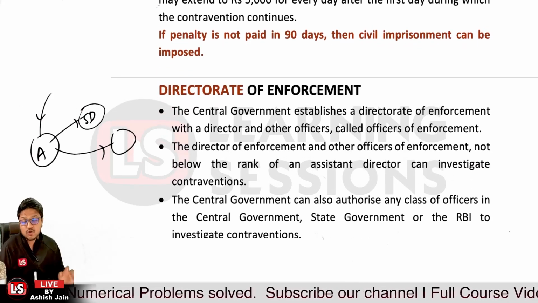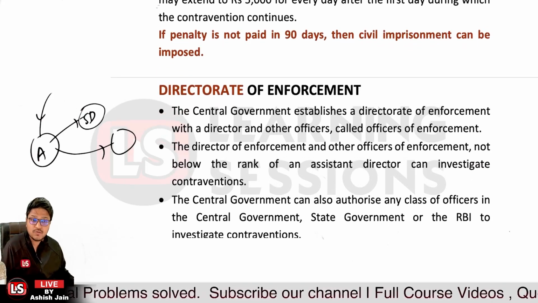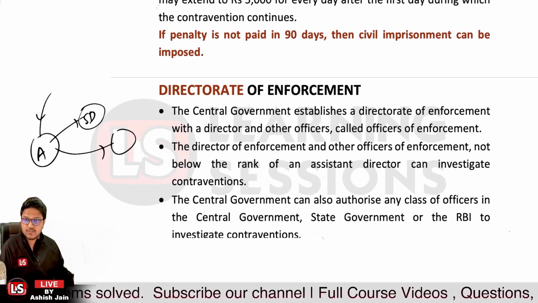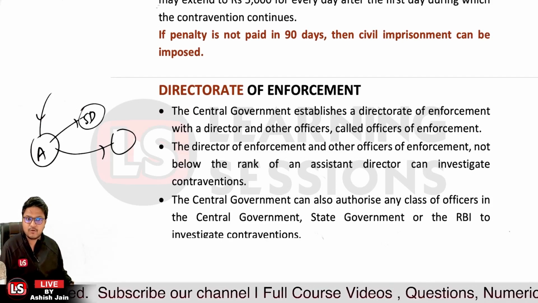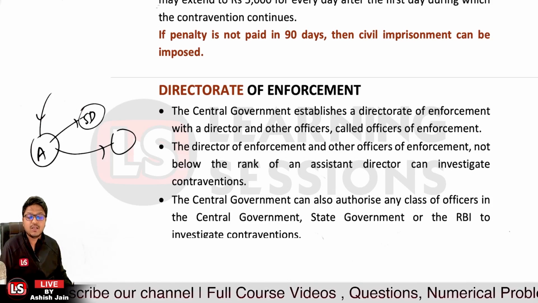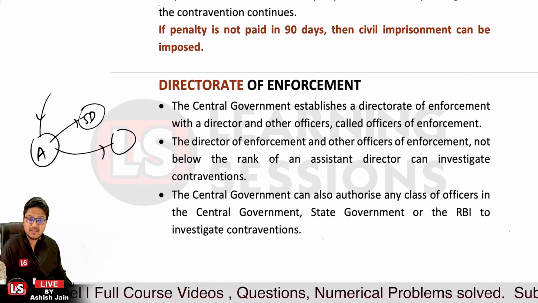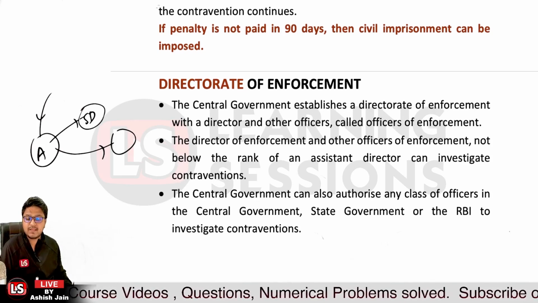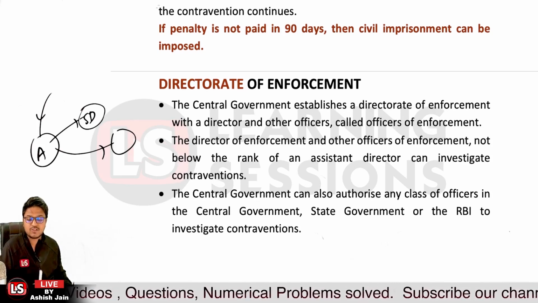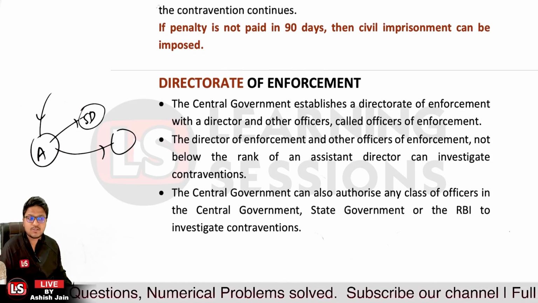The central government can also authorize any of its officers, it could be from the state government, it could be from the central government, it could be from the Reserve Bank of India, or any of the further authorities, who can investigate the contraventions. It's in the rights of the central government that they can appoint any officers for the investigation of the contraventions.